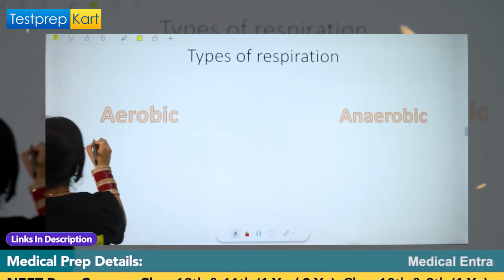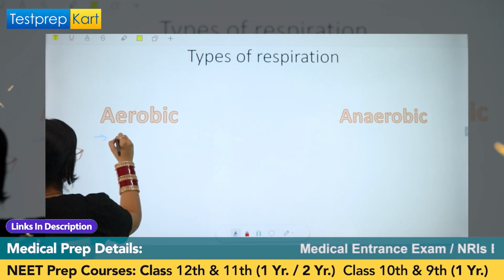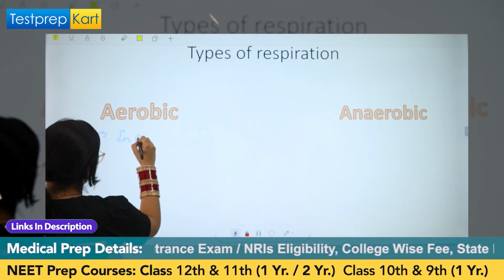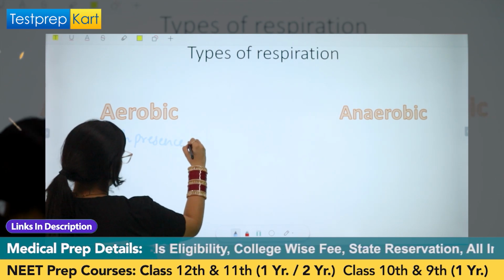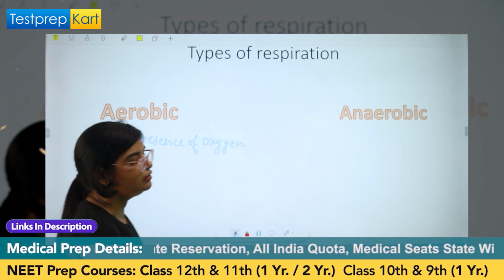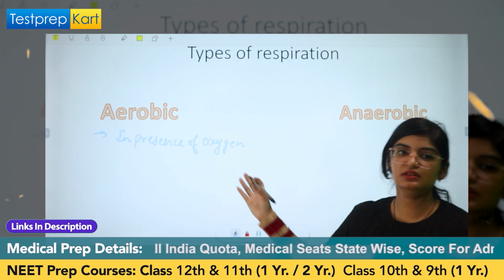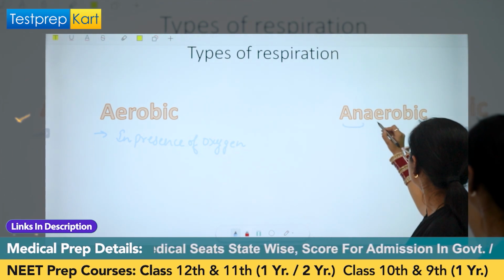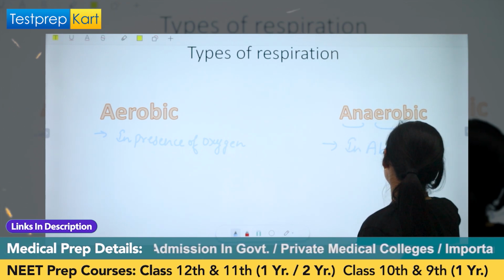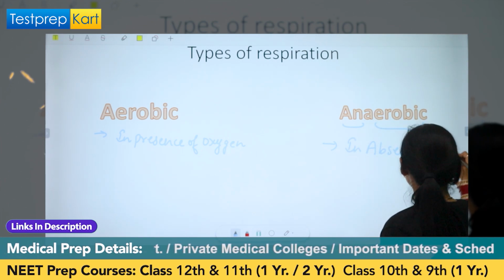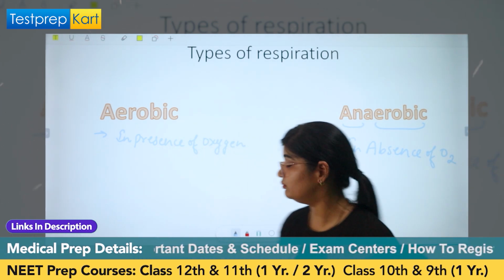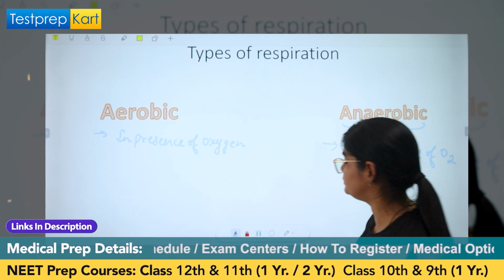When we talk about aerobic, aerobic means in presence of oxygen, means the food or the nutrient will break down in the presence of complete oxygen, that is aerobic. Anaerobic word stands for absence. So when food is broken down in absence of oxygen or during some amount of oxygen, it will be termed as anaerobic respiration.